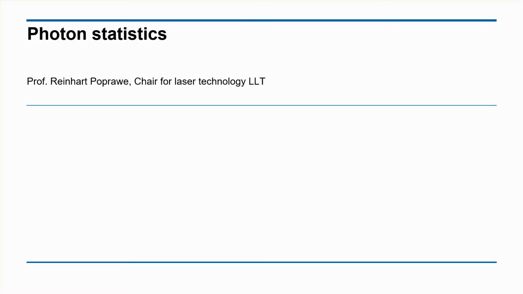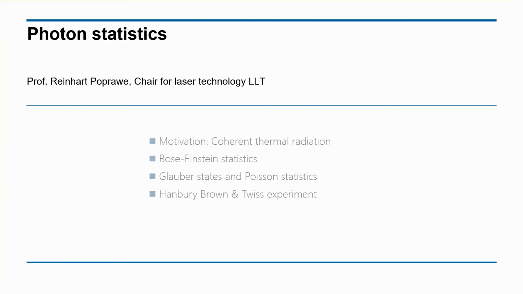So, to understand what's happening, we have 4 points on the agenda. Number 1 is coherent thermal radiation. Number 2, Bose-Einstein statistics, that is for thermal radiation. Number 3, Glauber states and Poisson statistics, that is for laser emission. And last but not least, an experiment with which we very clearly can separate the 2 types of emissions and measure the statistics of photons emitted coherently in a laser source or statistically in a thermal source.